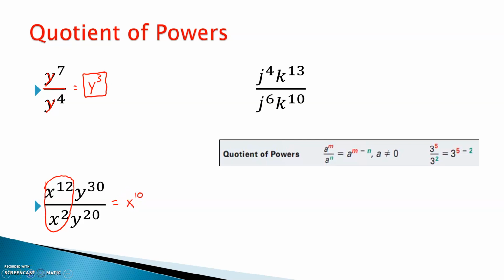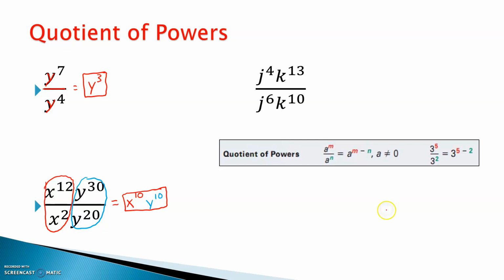Okay, and then we move on and we try again for now the y's. So y to the 30th divided by y to the 20th. Again, same bases, I'm dividing. Let me just subtract those. That's going to be y to the 10th. Now, can I combine x's and y's? Can I add the 10 and 10? No, different bases. We can't do it. So we simply leave them side by side like that.